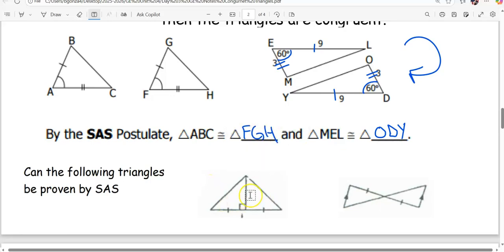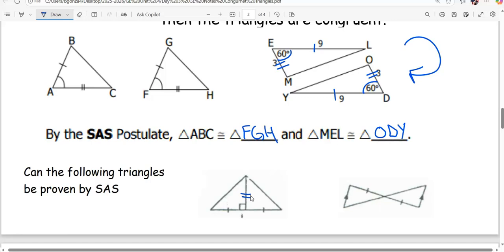Now look. Are these touching sides right here? What should I label? What goes right here when they're touching? Tick marks. Okay? Again, if they're touching, put a tick mark there.